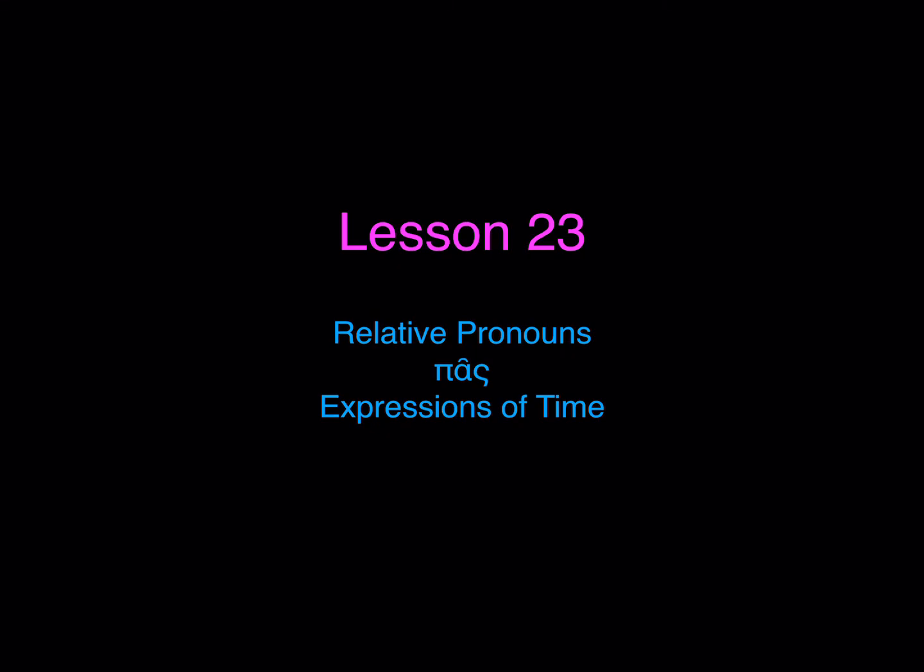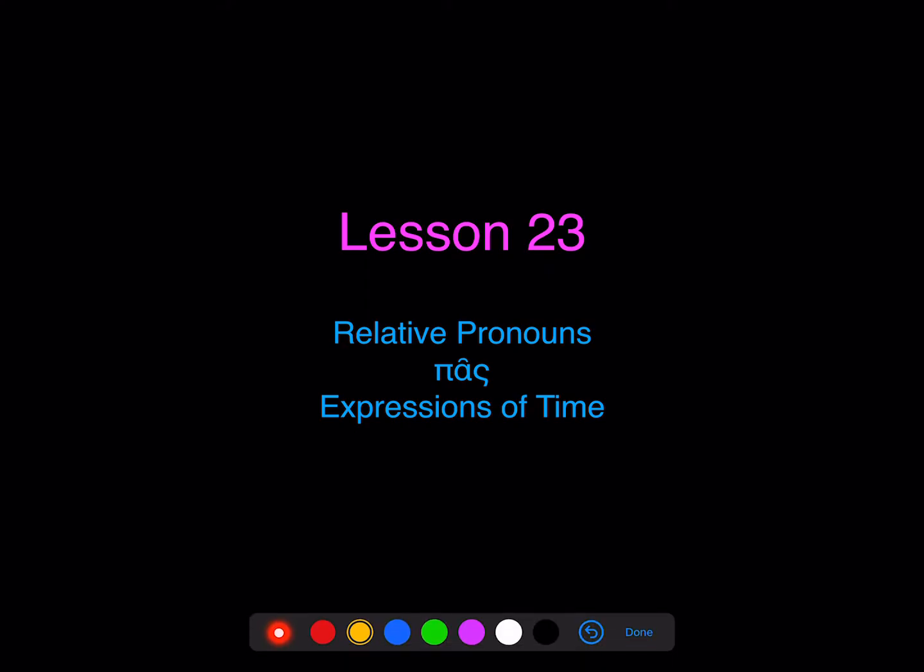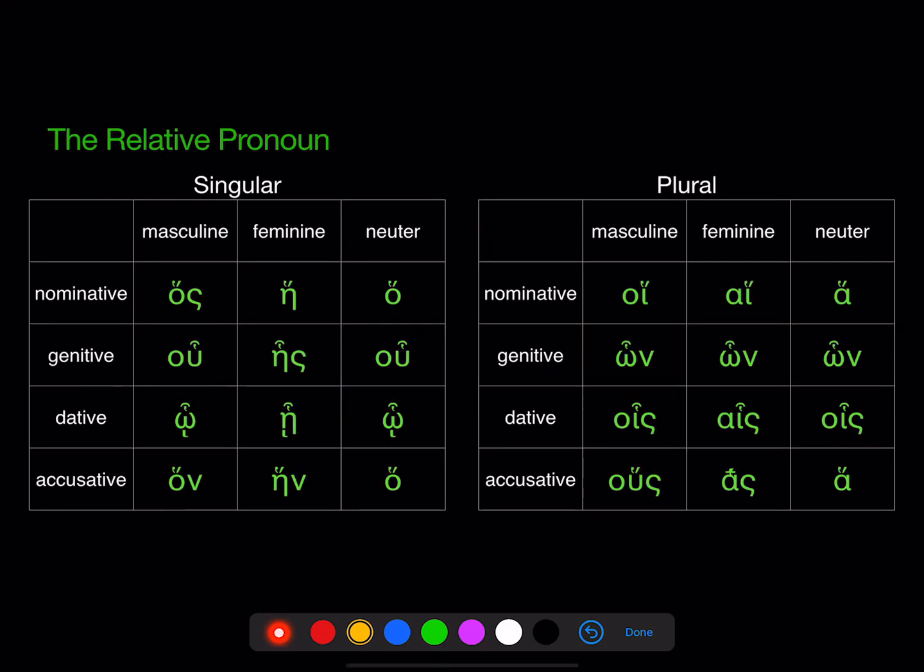Welcome to lesson 23. We're going to talk about relative pronouns, the adjective pas, every or all, and expressions of time. So first, the relative pronoun. To begin with, let's just look at the forms of the relative pronoun, and then we'll talk about what they do. Note that the relative pronoun comes in all three genders and all four cases, no vocative, singular and plural. And that its forms look exactly like the definite article, except where the definite article has an initial tau, we've replaced that with just a rough breathing. And also, the definite article, masculine, nominative, singular is ho. Here we have hos. They all have accents, they all have rough breathing.